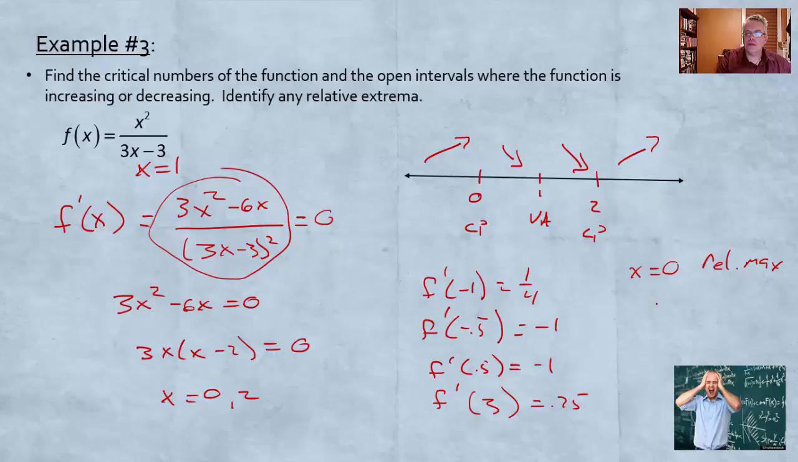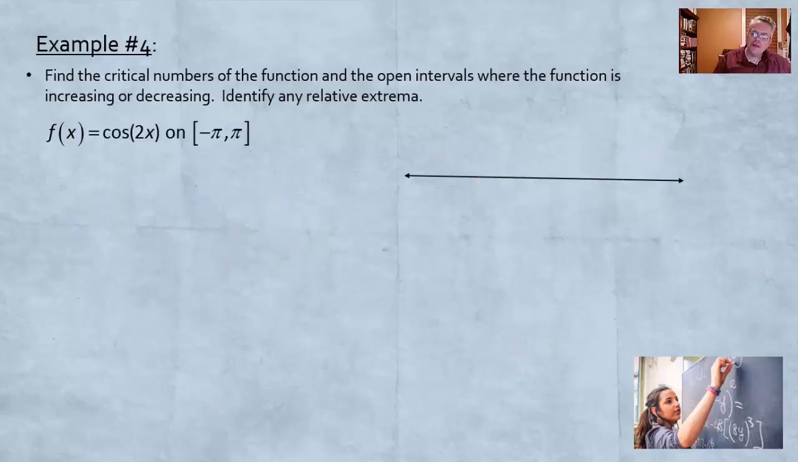And x equals 2 is a relative min. At x equals 1, the function is not even defined there, so it can't be a max or min. Alright, time for the last example. Each function is a different kind of function this time. In this example, we have a trig function.